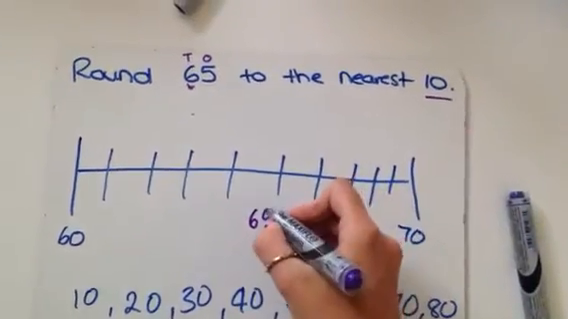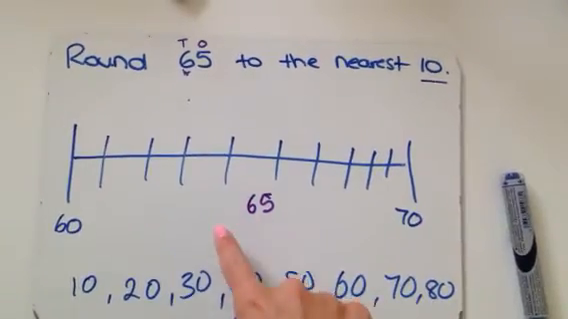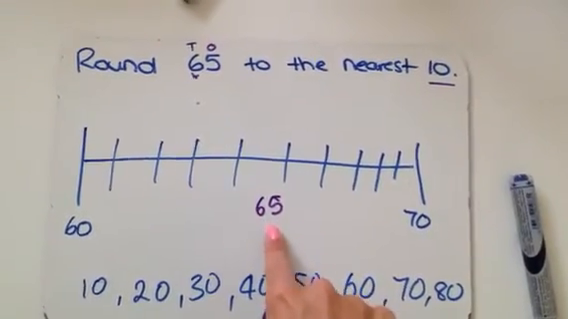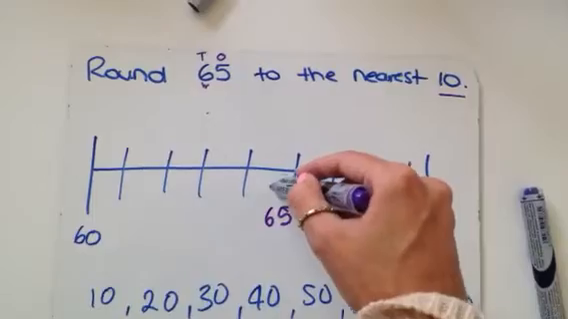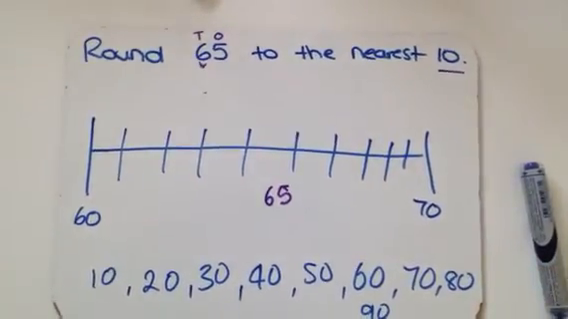We then ask scholars to round 65 off to the closest interval of 10 that is to it. Now with 65, it's right in the middle between 60 and 70. So it can be quite confusing for scholars.